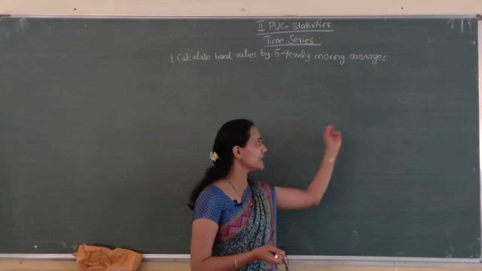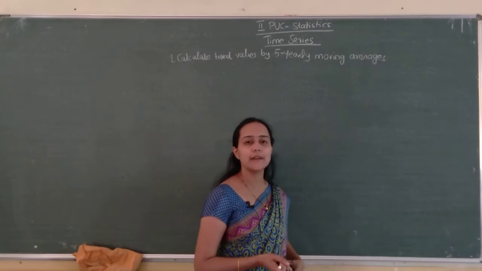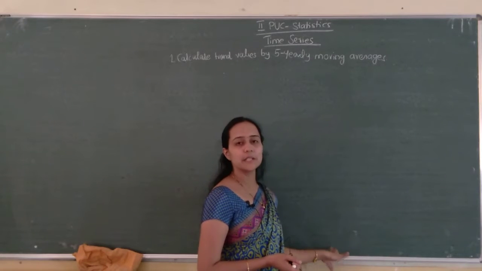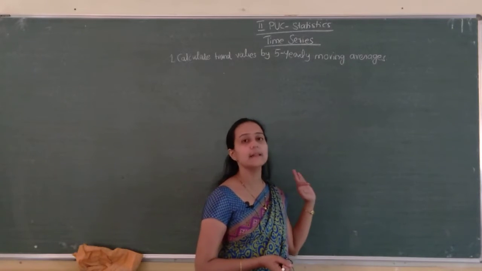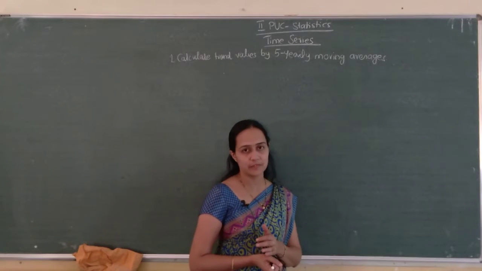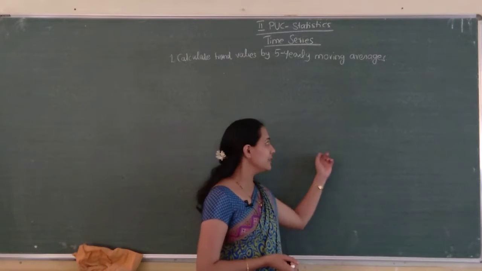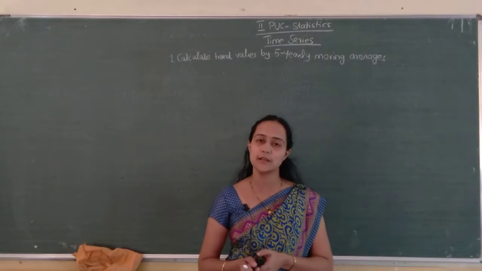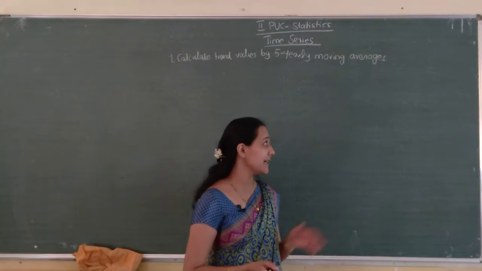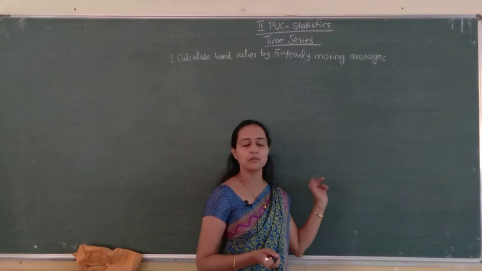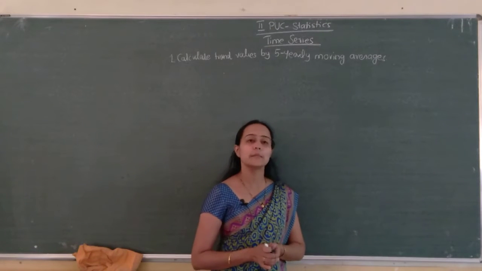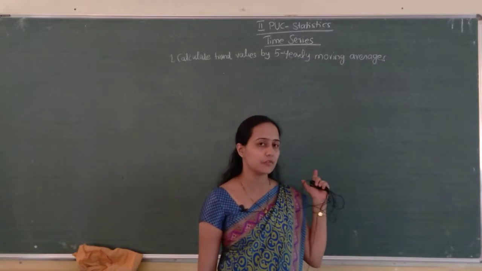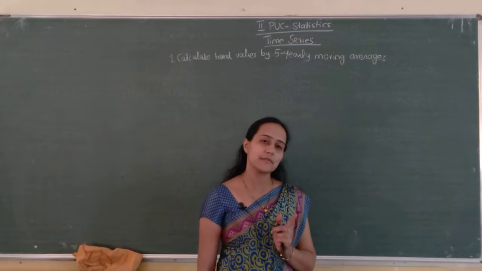you have to see the nature of the trend values. If they are increasing, you have to write the conclusion as: the given data shows an upward trend. If they are decreasing, you have to write: the given data shows a downward trend. Sometimes there will be oscillatory movement, then you have to write: the given data shows an oscillatory trend. I forgot that in the last class. Today onwards we will write it.